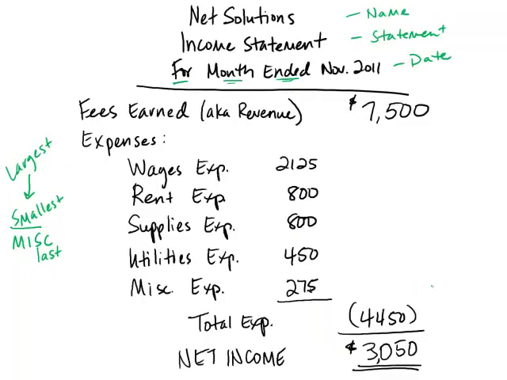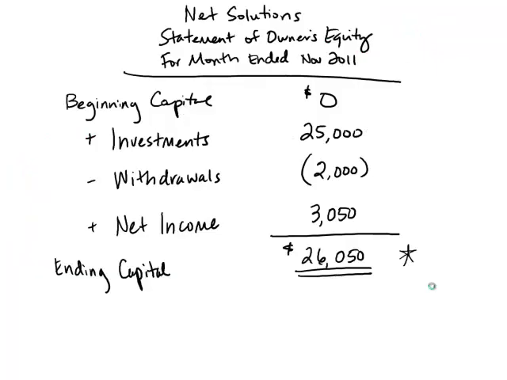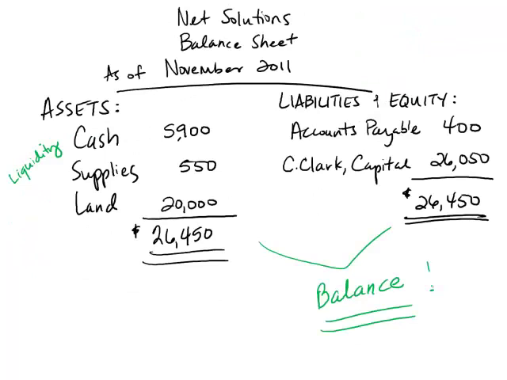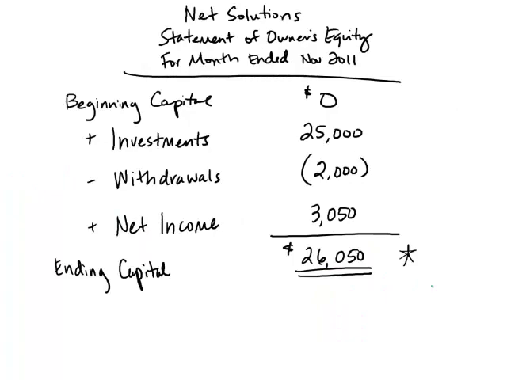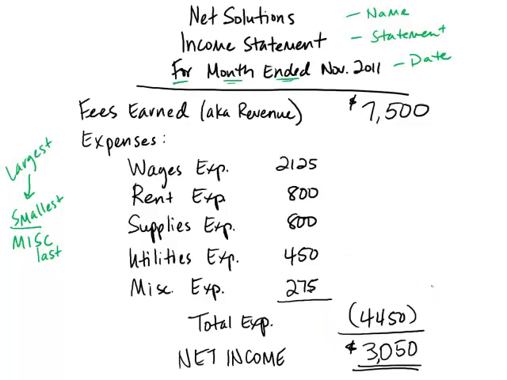If he were to walk away today, he'd walk away with $26,050. If we looked at his bank account, he'd have a balance of $5,900 in it. Now, if they sold the company and the land sold for more, your cash would go up by say $50,000, and your land would go down by $20,000. So the net of $30,000 would be added to the equity. So you'd have 30 and 30 on each side.